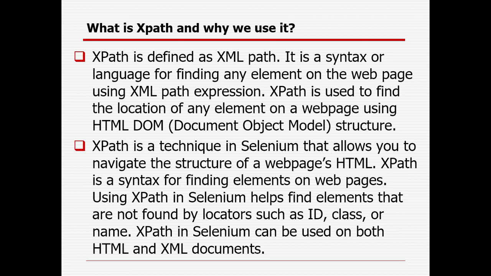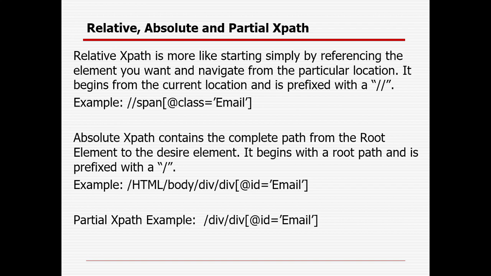So XPath is defined as XML path. It is a syntax or language for finding an element on the web page using an XML path expression. So how will we do it? You need to go to the HTML DOM, or document object model structure, then you will be creating an XPath. So as I already mentioned, in case some ID or name is available but not working, or not available, then we will go for the XPath or CSS. In XPath, there are primarily three types available. One is the relative XPath, one is the absolute XPath, one is the partial XPath.